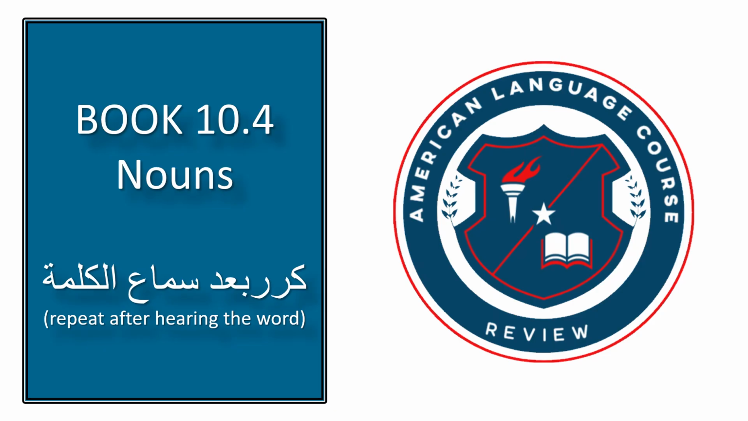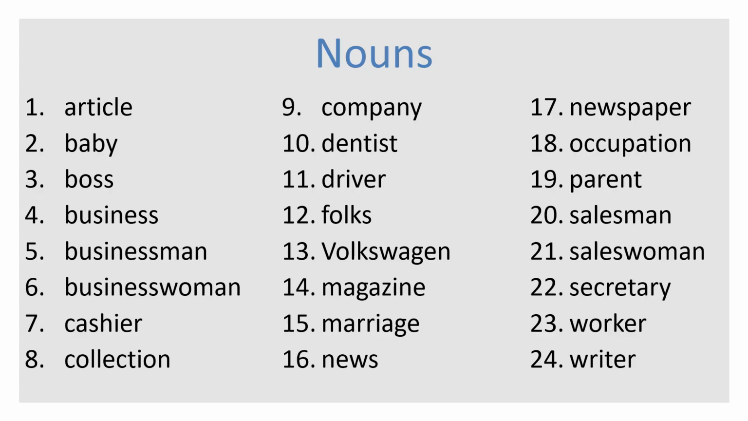Book 10, Lesson 4. Nouns. Repeat after hearing the word. Number 1. Article. Baby. Boss. Business. Businessman. Businesswoman. Cashier. Collection. Company. Dentist. Driver. Folks. Volkswagen. Magazine. Marriage. News. Newspaper. Occupation. Parent. Salesman. Saleswoman. Secretary. Worker. Writer.